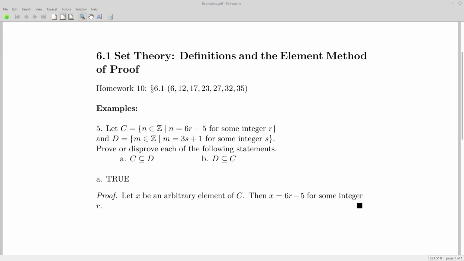Now, our goal here is to show that this x is also an element of D, which means it has to be 1 more than a multiple of 3. What we need to do is get this plus 1, and afterwards hope that we can factor out a 3 to get the right format. So I'm going to modify this 6r minus 5 to end up with a plus 1 on the end. How can I do that? Well, if I want a plus 1, I can add a plus 1, and then I could subtract the 1 to compensate.